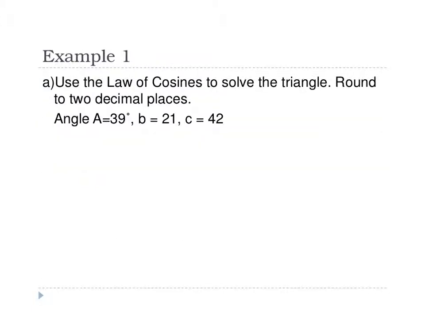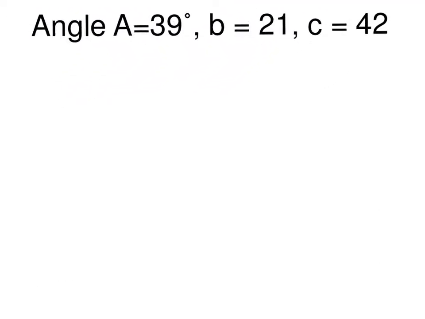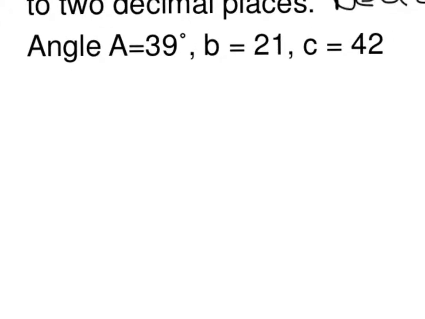Example 1 says use the law of cosines to solve the triangle. Round to 2 decimal places. So we're rounding the sides to 2 decimal place values if applicable, and let's round our angles to the nearest degree. So let's take a look at what we have. We have angle A equals 39 degrees, and we have side B equals 21, and side C equals 42. By default, we're looking for that third side. That's where we start.